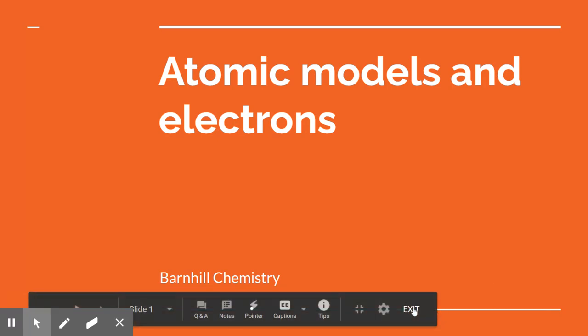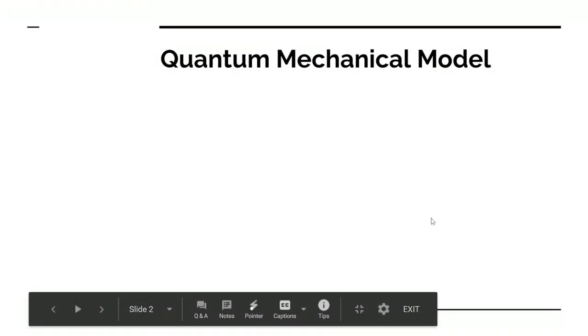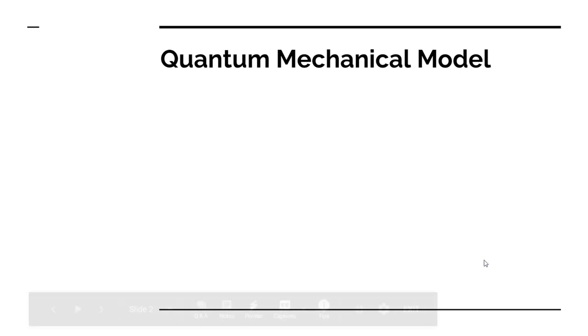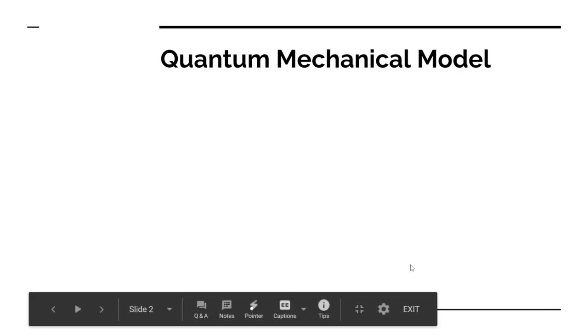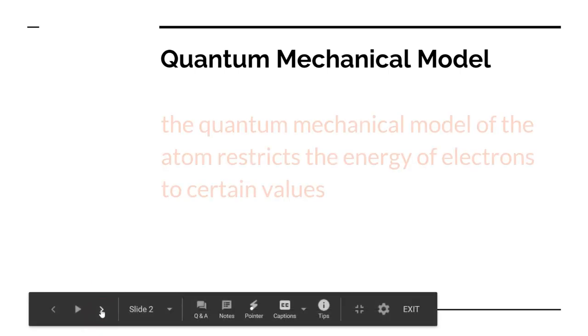So today we're going to talk about atomic models and electrons. In your discussion of the atomic history, you talked about the different theorists and what they contributed. And towards the end of your timeline, you talked about Schrodinger and Heisenberg. And the quantum mechanical model was discussed.